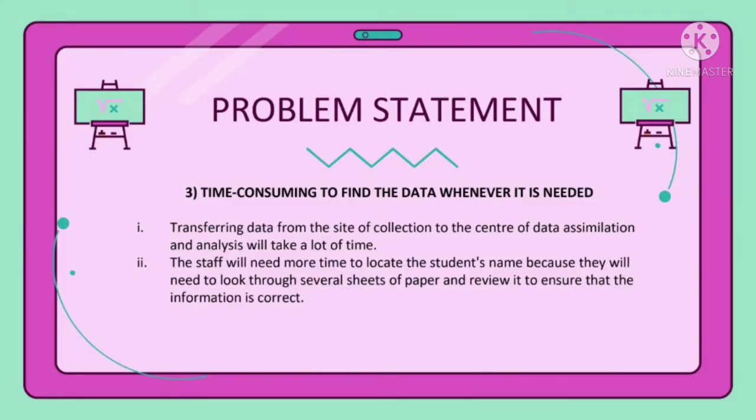For example, the staff print and save the student's name list and need to open the file and look for the student's name on registration day to manually generate the room according to the list of residential college units. Time consuming to find the data whenever it is needed is also an issue that has been detected. Due to the manual nature of the procedure, transferring data from the site of collection to the center of data assimilation and analysis will take a long time. It can be quite time-consuming for staff, and this is unavoidable.